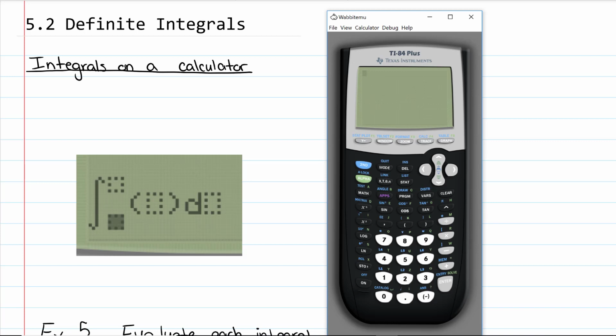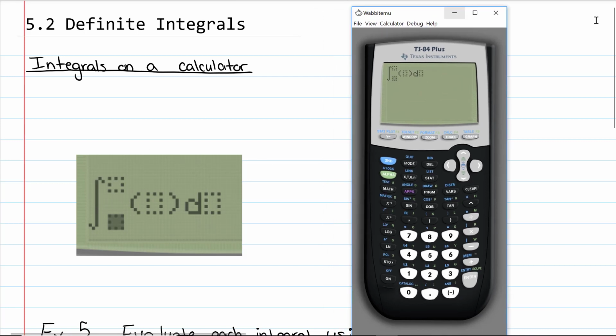So on your calculator, you're going to push math 9. So you push math, and then you can either hit 9 or scroll down until you see 9, and it'll say FN integral. That means finite integral. And then it's going to pop up with the integral symbol for you, as you see right here.